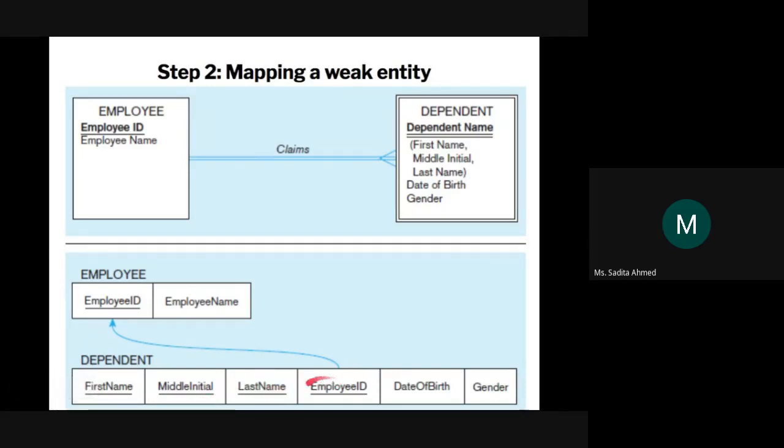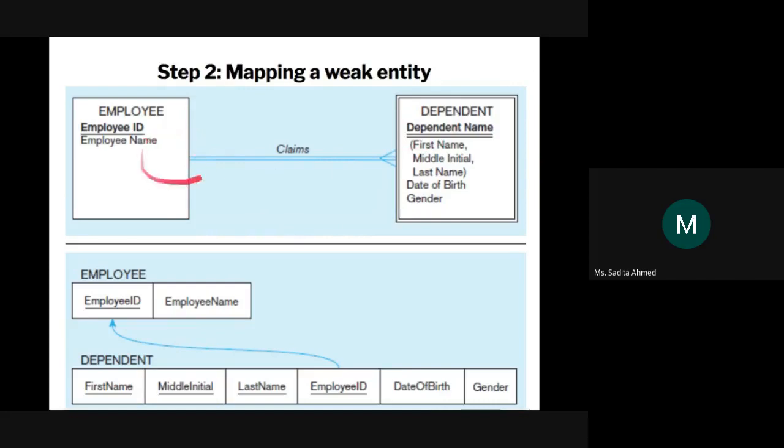So we will bring employee ID into the loop as well. When we combine with the employee ID, then we have a unique combination. Notice here the nature of the relationship. The weak entity dependent.